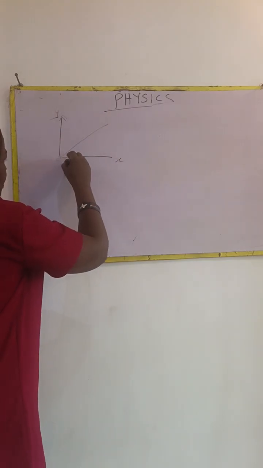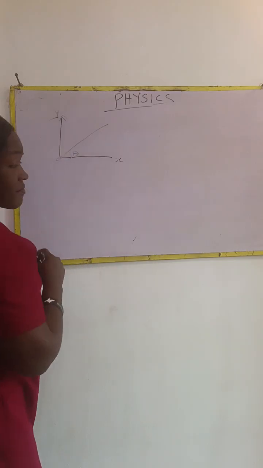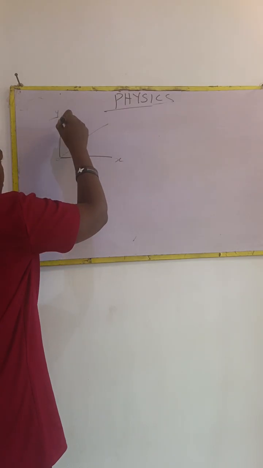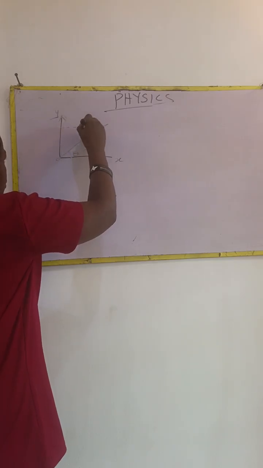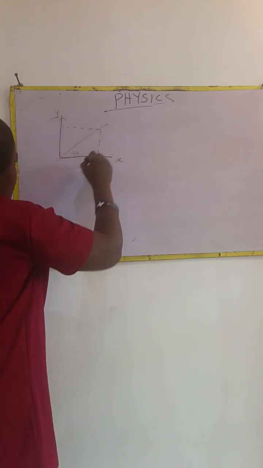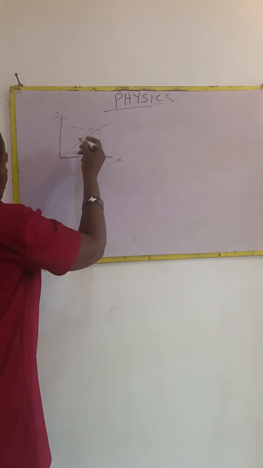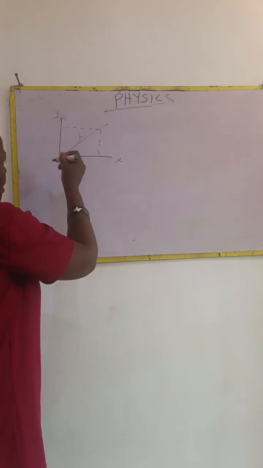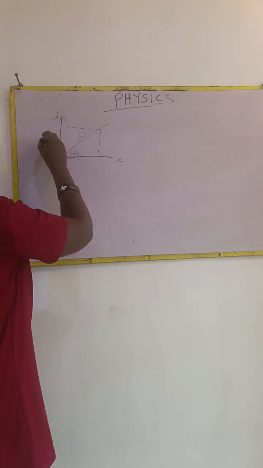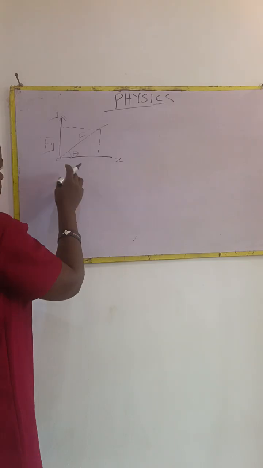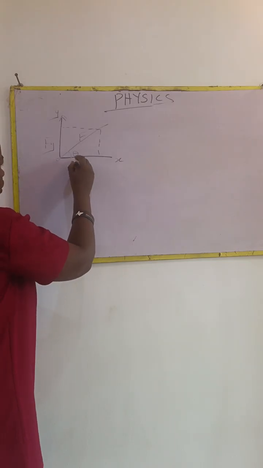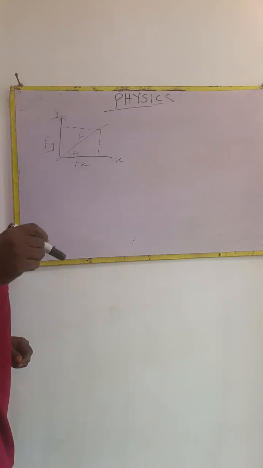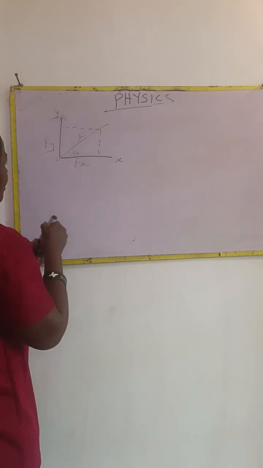Now, if I want to resolve a vector, now if this angle is theta. Now, from here to here, let me cut it off here. From here to here is F, right? Now, from here to here, let me call it F of Y. Then from here to here, I'll call it F of X. Good.